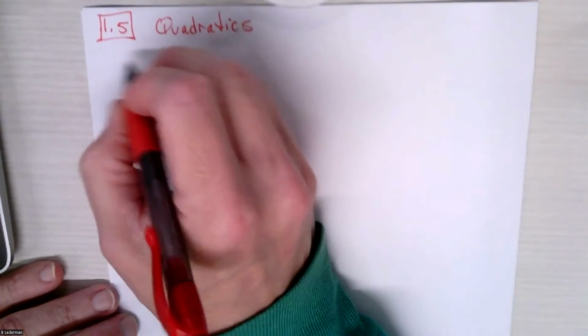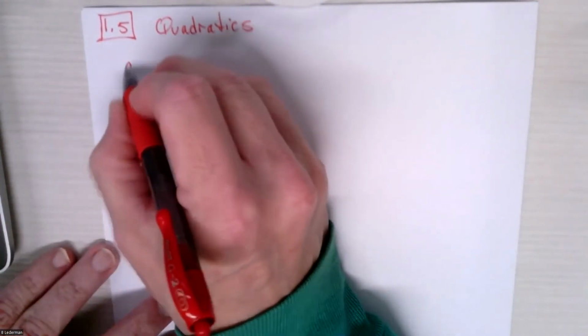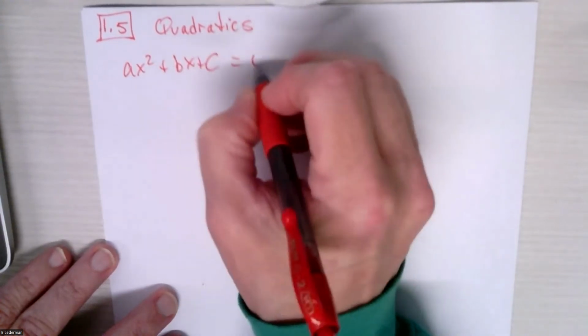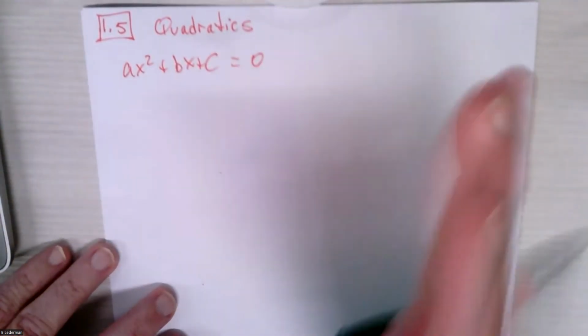Hello, my friends. Today we're doing section 1.5 in review, and that's quadratics. So if you have an equation ax squared plus bx plus c equals 0, there are three basic ways you could solve this.